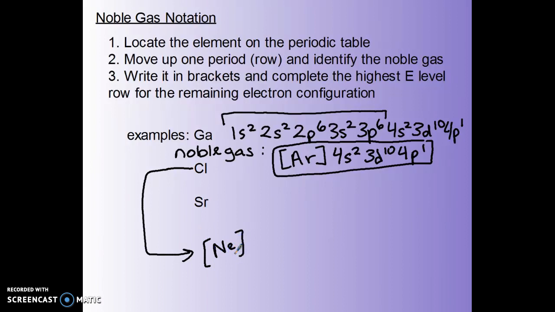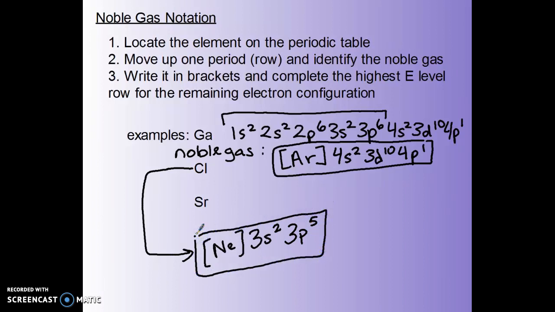Neon will be the noble gas that we write, and then we're only going to write the third row for the electron configuration until we get to chlorine. That'll be 3s2 if you look over at the left, and then move across to the right, we see the p block up until 1, 2, 3, 4, 5, we get to chlorine. So 3p5. This would be the noble gas notation for chlorine.